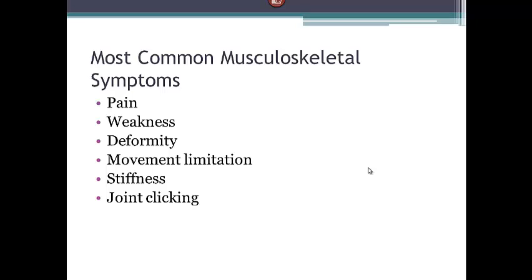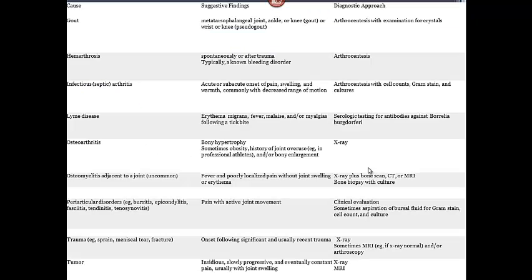Common symptoms associated with musculoskeletal system include pain, weakness, deformity, movement limitations, stiffness, and joint clicking. Talking about pain, before we go and discuss the differential diagnosis of monoarticular and polyarticular etiologies of pain, let's discuss how you will approach a patient with musculoskeletal pain.